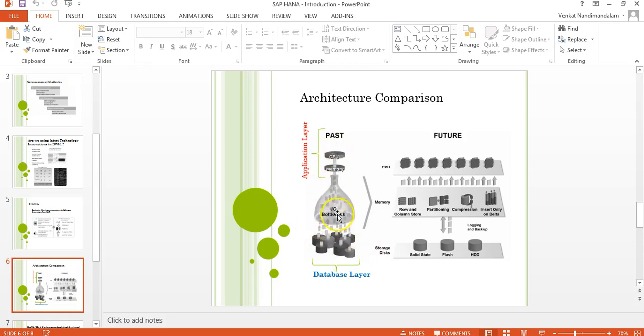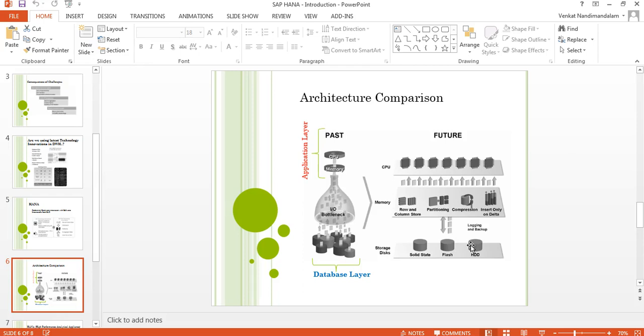This is a major bottleneck, where you are going to have a lot of data movement between your database layer and your CPU or RAM. Now when you move to HANA, you have everything in the CPU itself. You have everything in memory, which means there is no data movement happening in your HANA database. The only disks we use here are just to take a backup of your system.